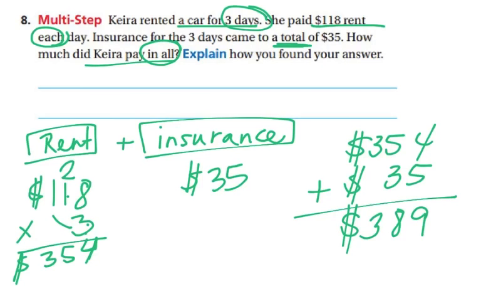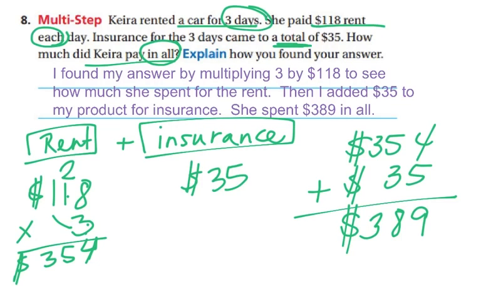All right, now we need to explain how we found our answer. All right, I simply wrote down what we did. I found my answer by multiplying 3 by $118 to see how much she spent for the rent. Then I added $35 to my product for insurance. She spent $389 in all. This is probably one of those times when you're going to want to press pause on the video so that you can jot that down.